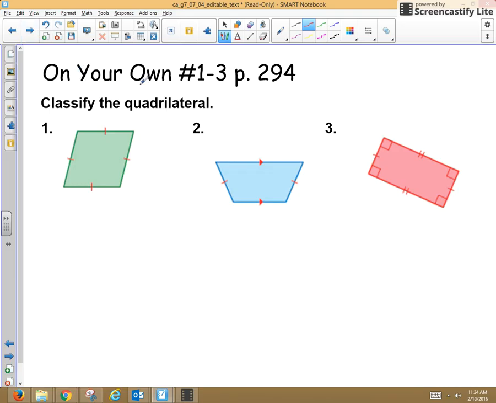Now I would like you to classify the quadrilateral on your own, numbers 1 through 3. So pause the video and draw the pictures, then write the classification below.